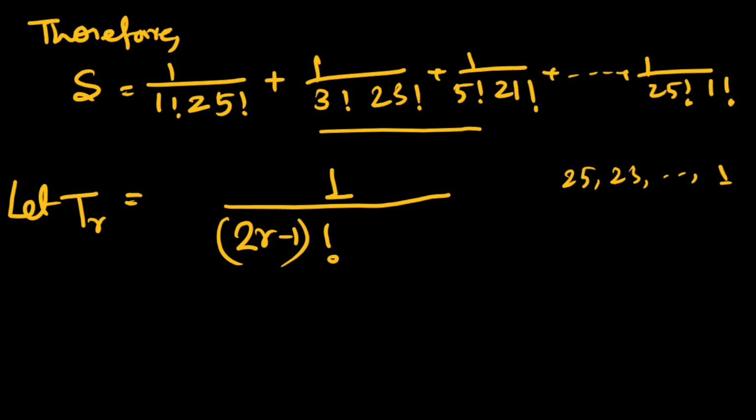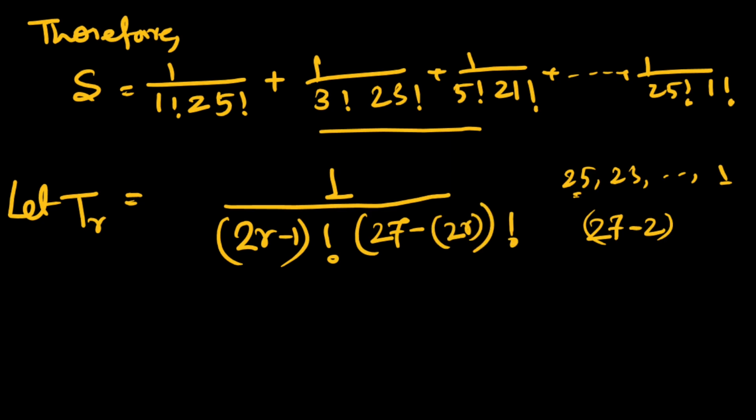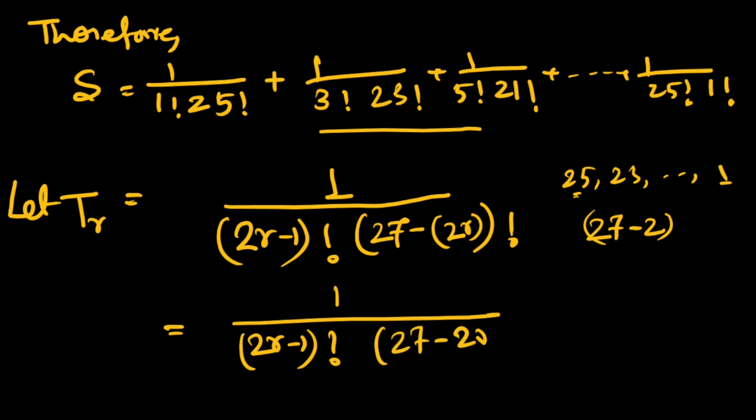So how to write this term? It is an odd term, but it is decreasing by 2. So how to write 25? We can write 27 minus 2. In this way, it is written as (27 minus 2r) factorial. Therefore, we get the general term as 1 over (2r minus 1) factorial times (27 minus 2r) factorial.